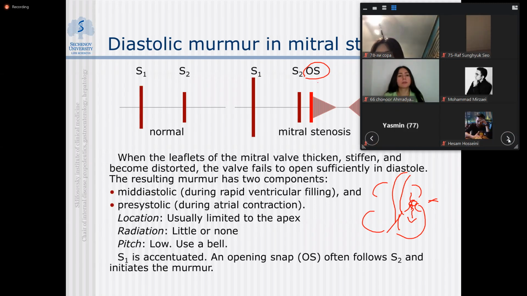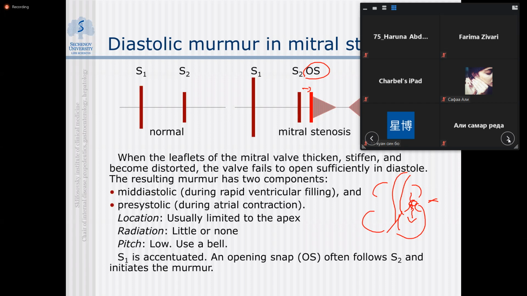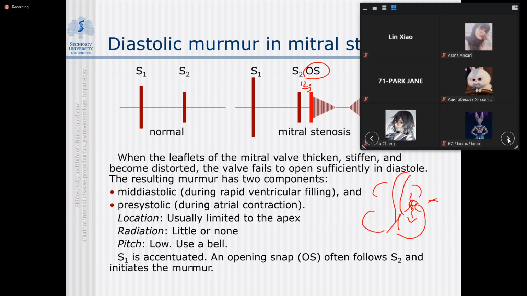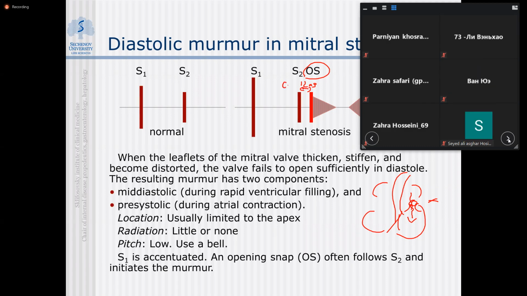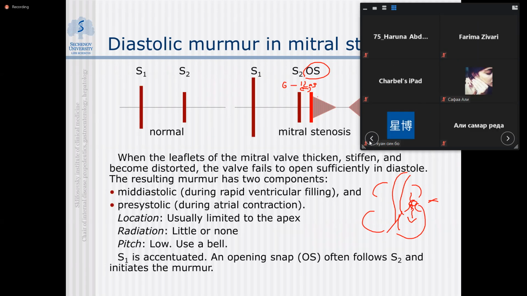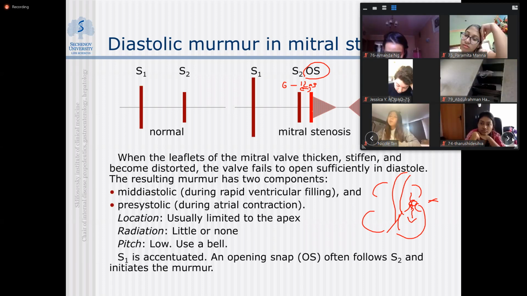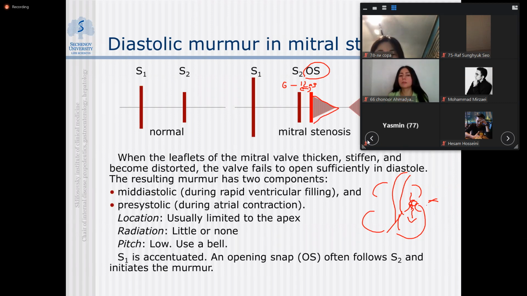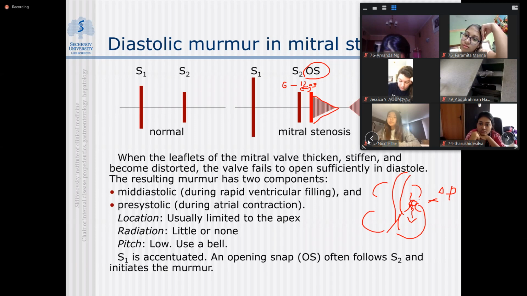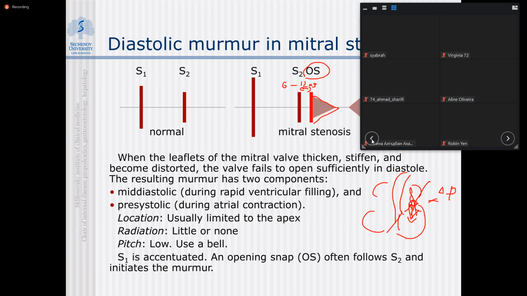Therefore, after S2, there will be an opening snap, typically after about 60 to 120 milliseconds. You can hear an extra sound, and that is the time of the opening snap. There will be the murmur only after that. Only after the mitral valve opens, there will be the first passive component, just a high pressure gradient across the mitral valve, and blood will flush rapidly into the left ventricle.